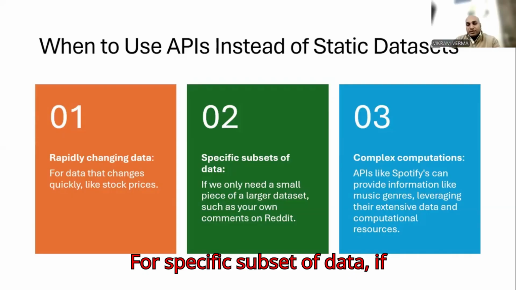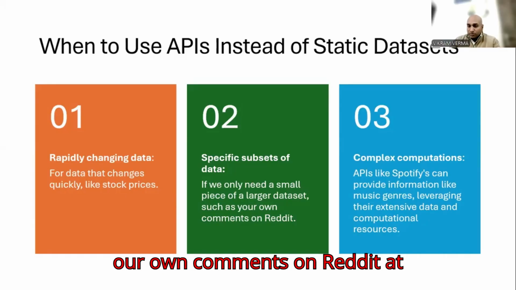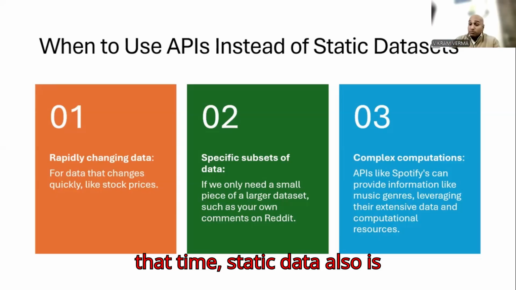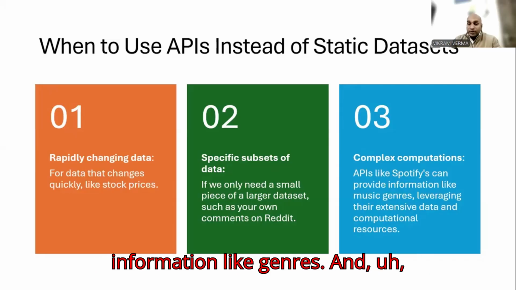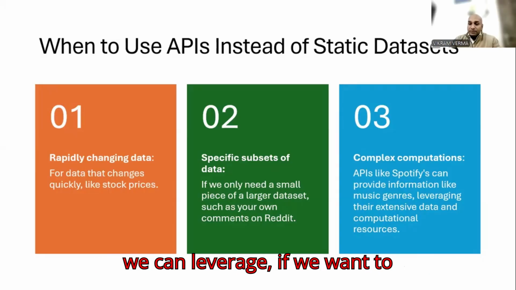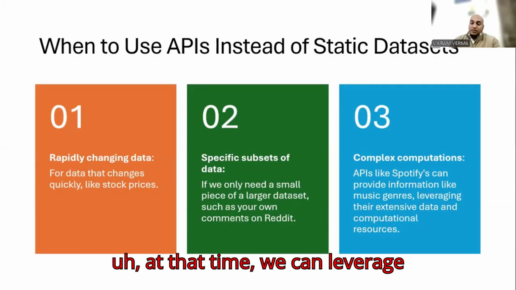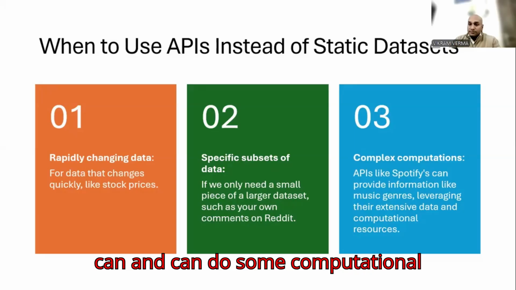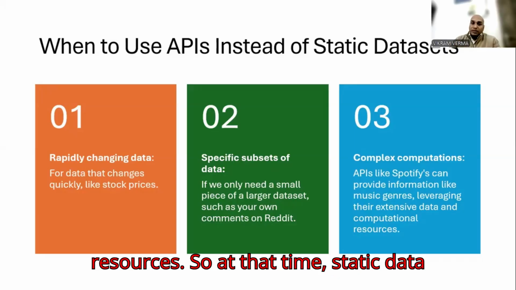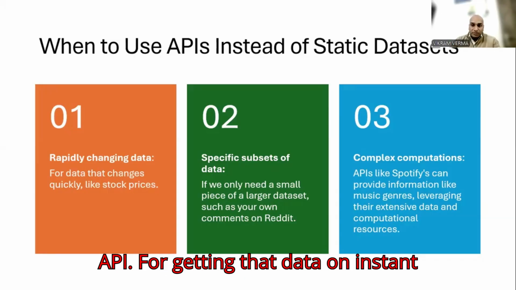For a specific subset of data, if we only need a small piece of a larger data set, such as our own comments on Reddit, at that time static data also is not required. And for doing complex computations, like Spotify can provide information like genres, we can leverage such an extensive data set and do some computation. At that time, static data is not required. So we need an API for getting that data on an instant basis.